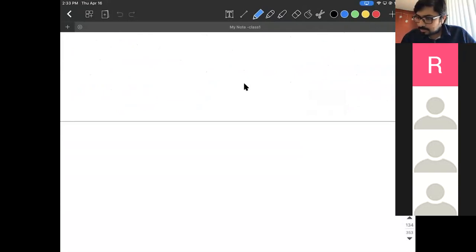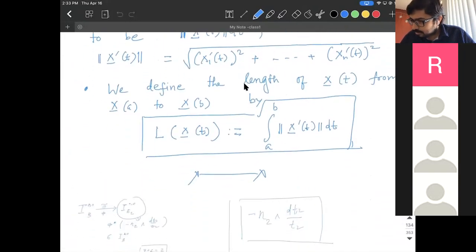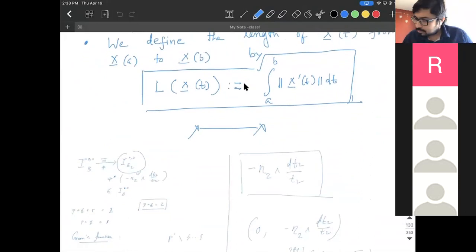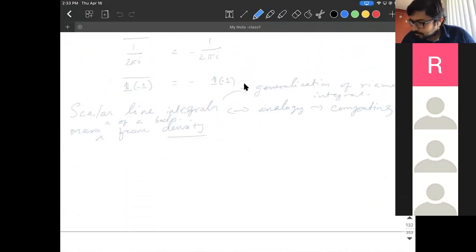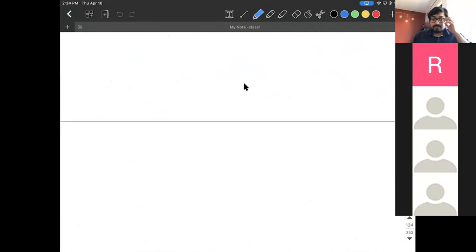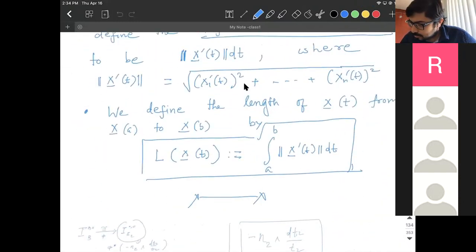Okay, so I think this is where we ended in the last class. We defined the length of a path. So the aim for today is to define what are called scalar line integrals and the vector line integrals. So let's just put the formula once more.